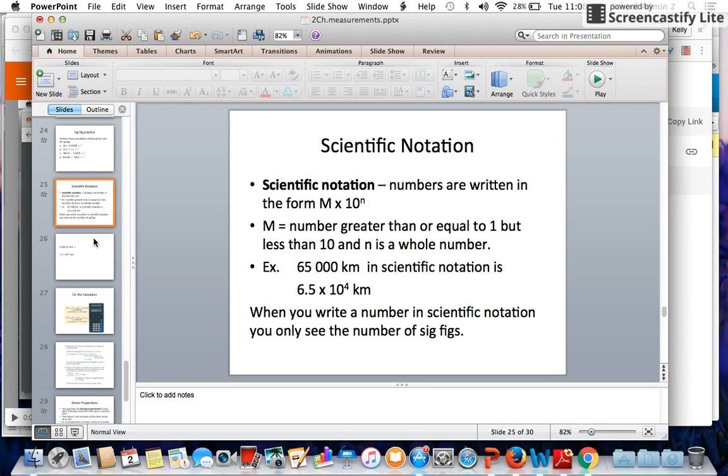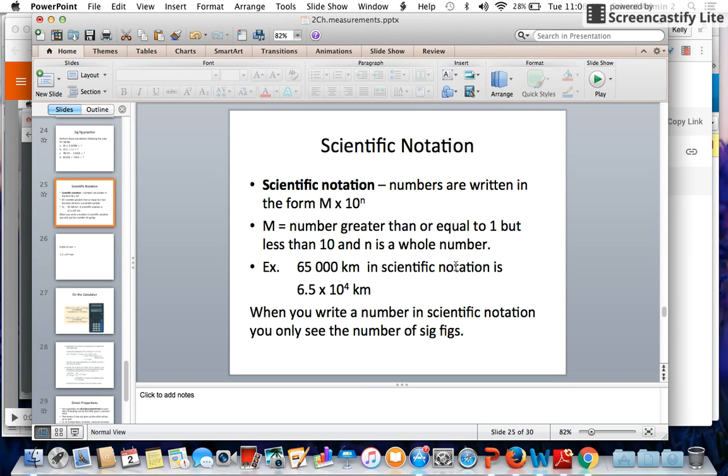But less than 10, and n is a whole number. So you can have 10 to the whatever power, but it has to be a whole number. It can't be 10 to the 0.052. It can be negative, it can be positive, but it has to be a whole number. Okay, so remember no commas, there's just a space.